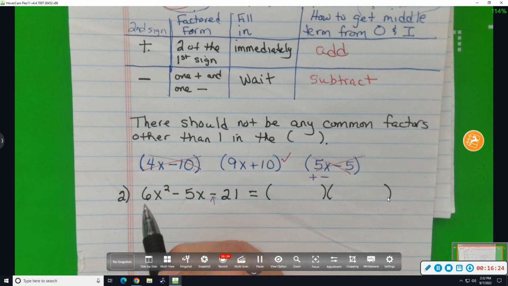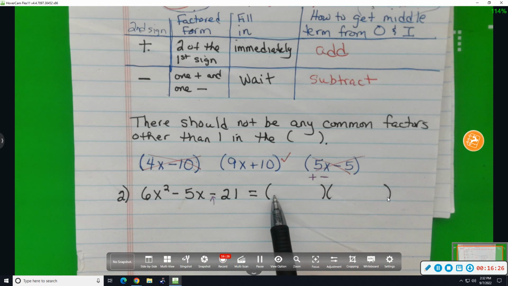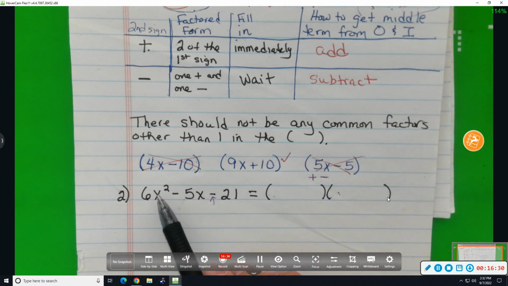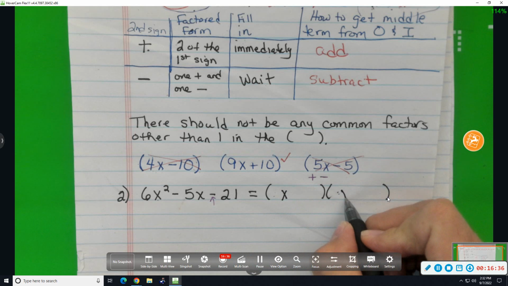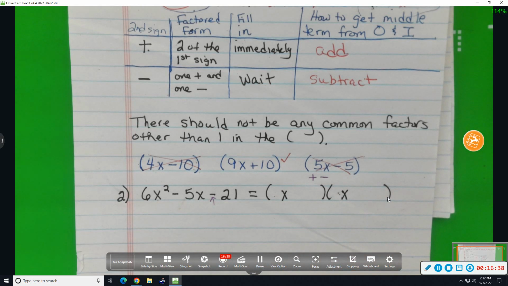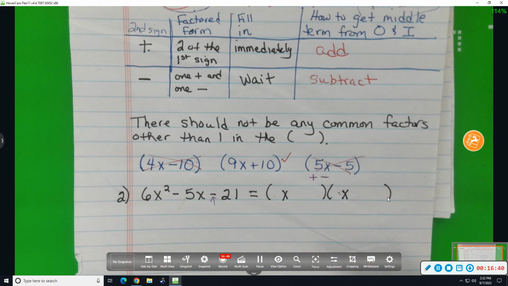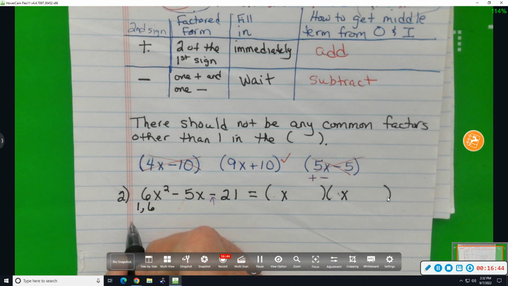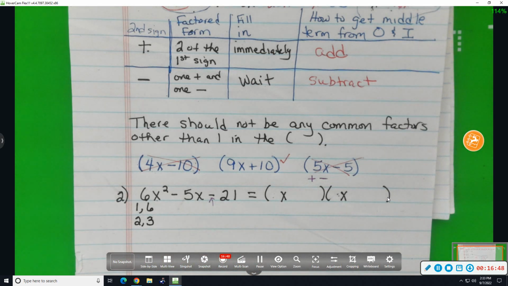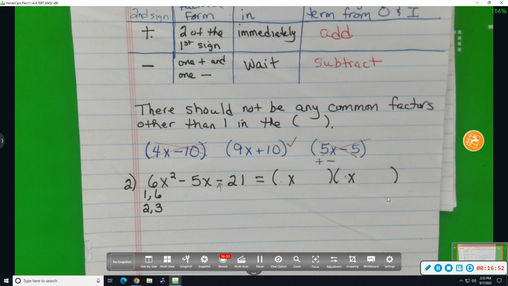Now, this first spot here and here have to multiply together to give us 6x squared. Well, the x squared is easy. You just put x and x. But, oh, wow, 6. Well, what numbers multiply together to give 6? So, I'll write it out. What numbers multiply together to give 6? Well, a 1 and 6, and a 2 and 3.